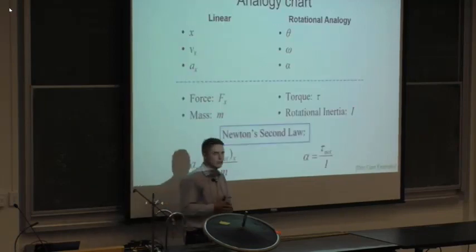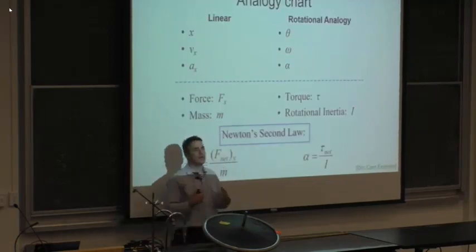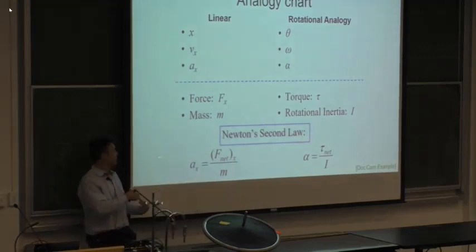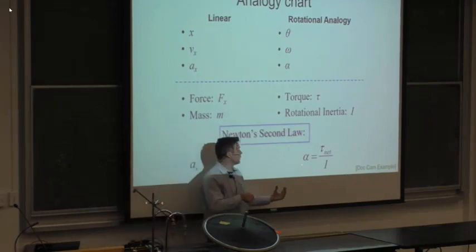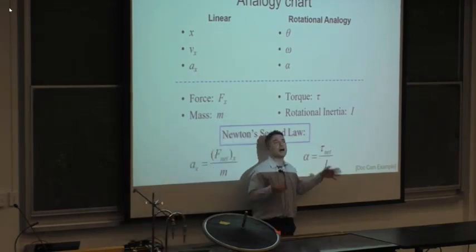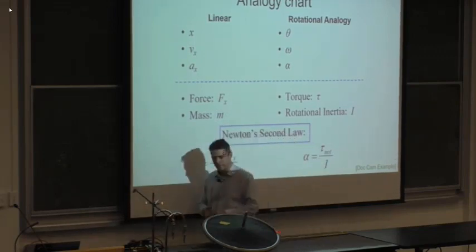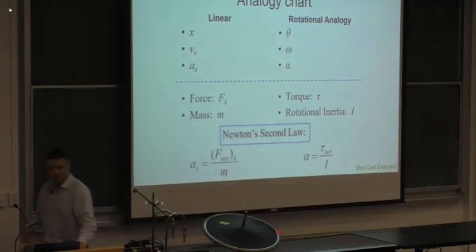So this is back to that analogy chart that I had. Down at the bottom, it's the same way that you got acceleration is F net divided by mass. Now you have angular acceleration is torque net divided by rotational inertia. Let's do an example.